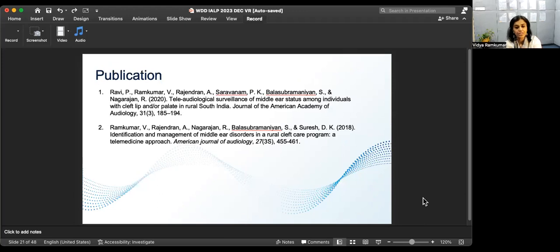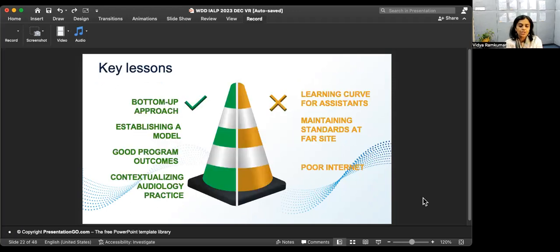Again, there are publications that have come out of this, and you're welcome to read them for a more detailed explanation of these projects. I know I've only gone through three of these, but we've done several others, for example, with destitute and orphan children. We've set up rehab programs, and all of them by task shifting some aspects to local teachers or community workers.